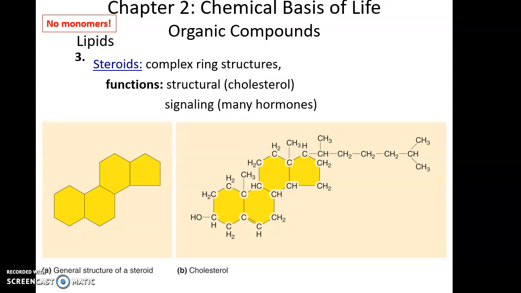Cholesterol is important structurally. It helps make our cell membranes rigid. We need them to have a certain amount of rigidity. And we produce all the cholesterol we need. We don't need to get any from the foods we eat.